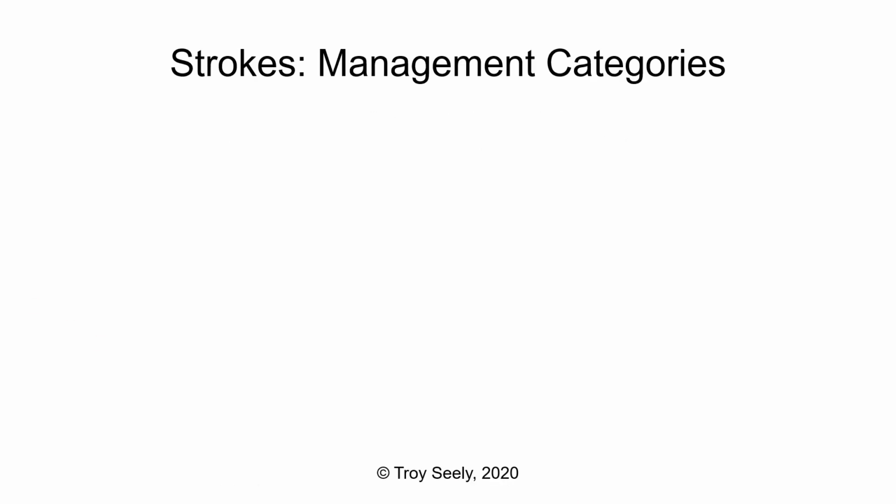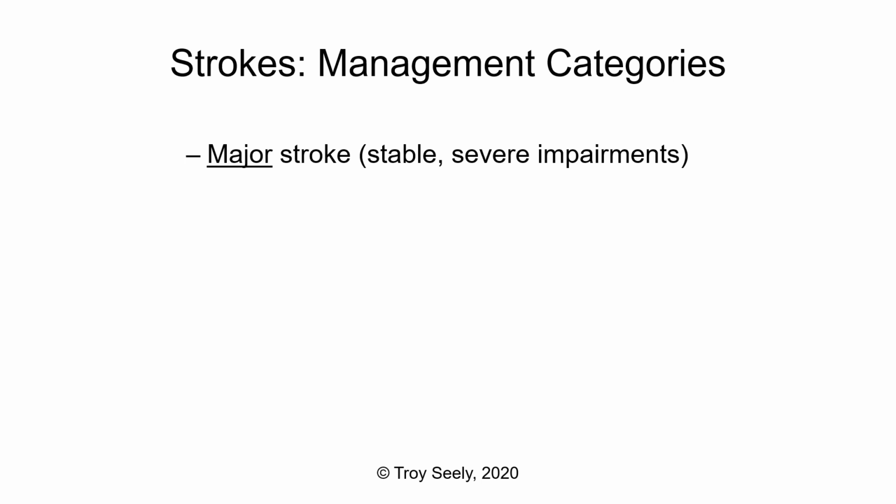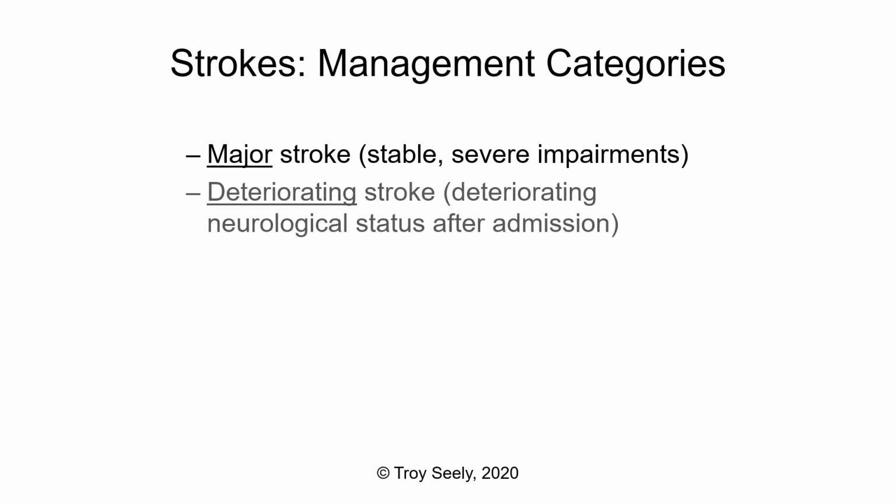So we've talked about strokes related to the etiology or the presentation. Now there's another way we can try to define the presentation of an individual who has suffered a stroke in the realm of management categories. One of the more straightforward ones would be a presentation of a major stroke, where an individual is medically stable, but they present with severe impairments. And an understanding of these impairments will come in further slides.